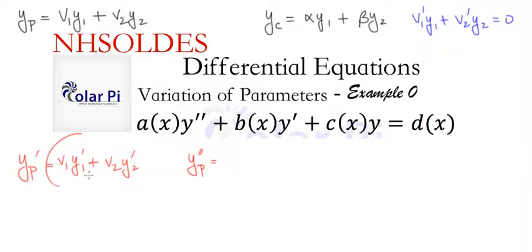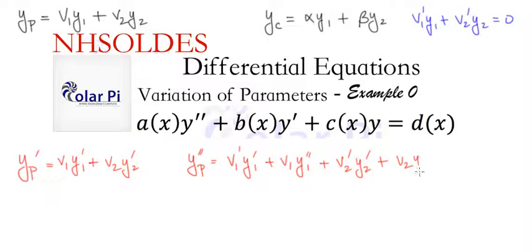And again, we need to do product rule there and there for yp double prime. And so we're going to say v1 prime y1 prime plus v1 y1 double prime plus v2 prime y2 prime, and then plus v2 y2 double prime. Cool.